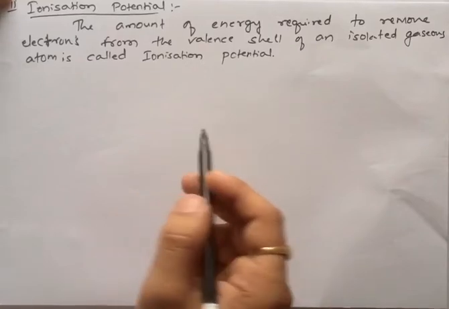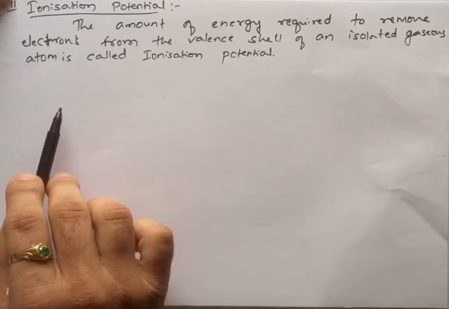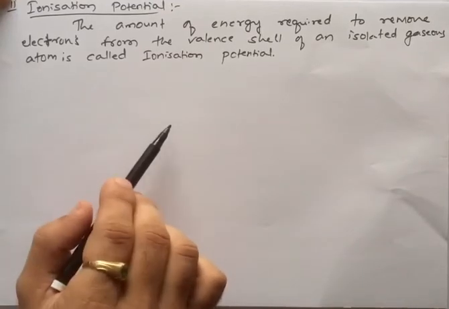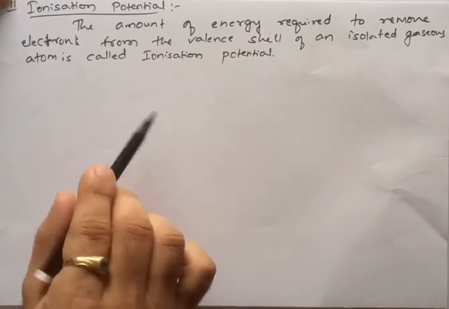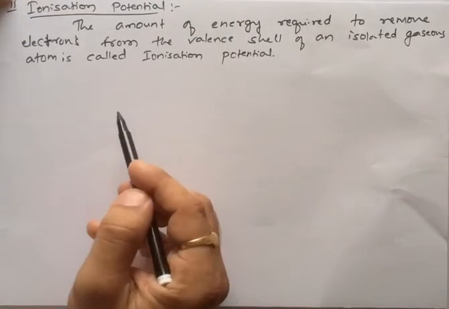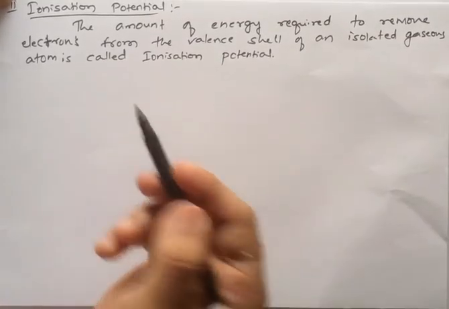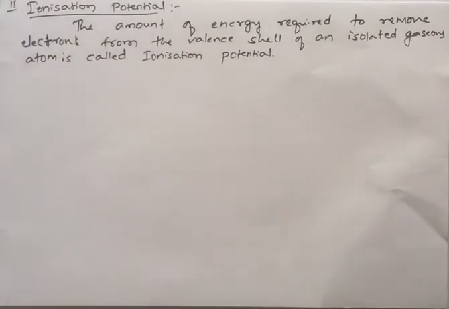Yes or no? So when there is a bond between sodium and chlorine, the electron from sodium is removed and given to chlorine. So how much energy is required to remove that electron present in sodium so that the electron is accepted by chlorine? So that is called ionization potential. So the amount of energy required to remove an electron from an atom.